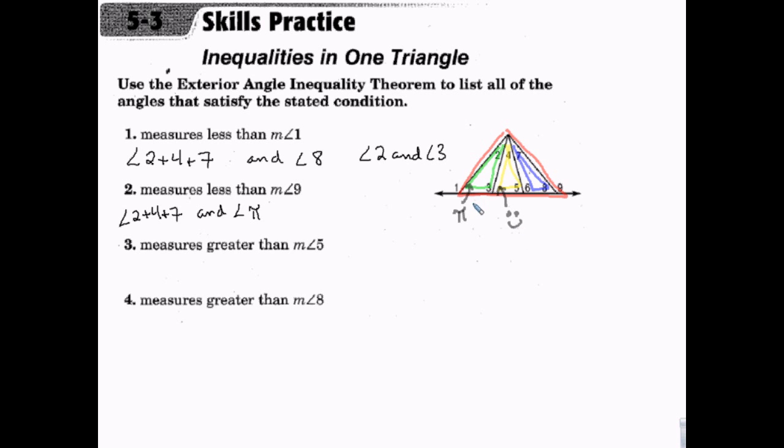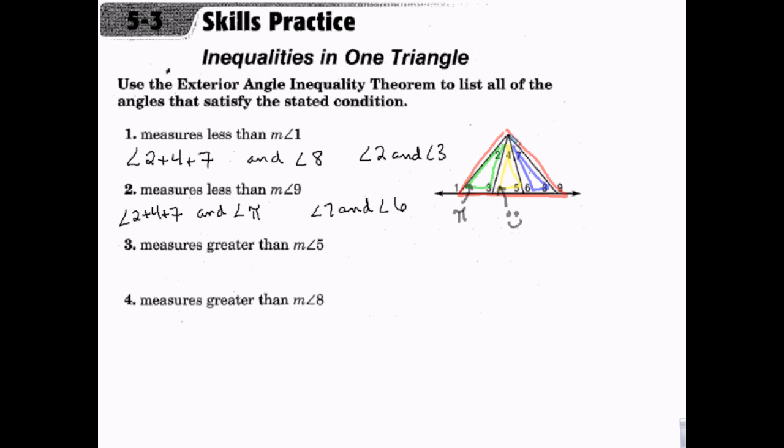Okay. Now, if we look at angle 9, it's also outside of the blue triangle. So it's 7 and 6? Yes. Okay. Now we want greater than angle 5. Angle 5 is in this small yellow triangle.